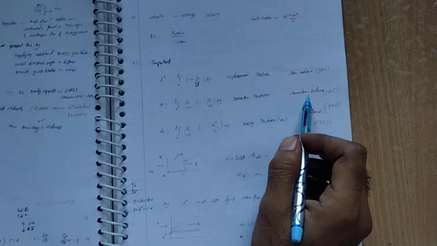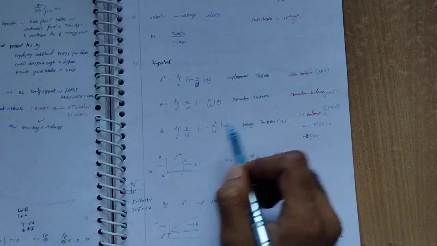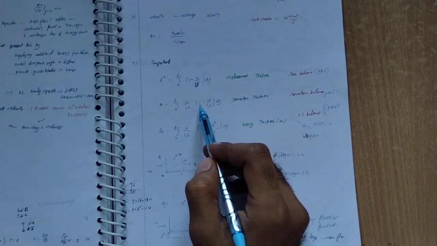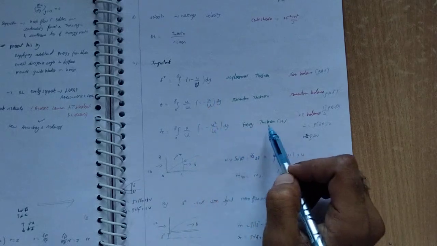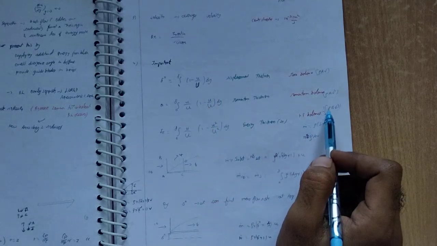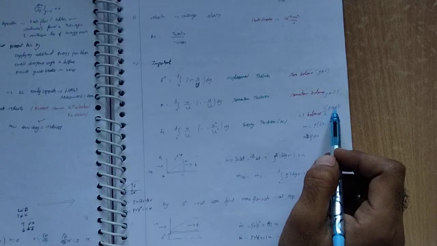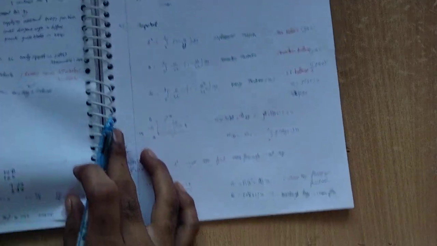Momentum thickness is used for momentum balance. Next one, energy thickness: this entire thing we write as integral of u upon capital U times 1 minus u upon capital U the whole square. Energy thickness is for kinetic energy balance, 1 by 2 rho A V cube. That's it.